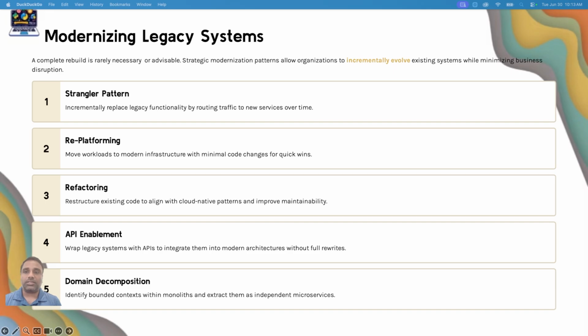The last one on this list is domain decomposition. It identifies the domain boundaries and context within your monolith and extracts them as independent microservices. The key messaging here is modernization is a spectrum. So you choose the right approach for each workload based on business value, complexity, and risk tolerance.